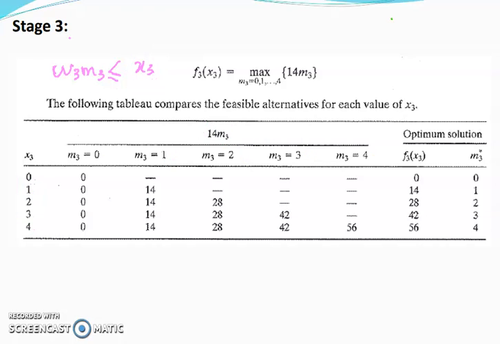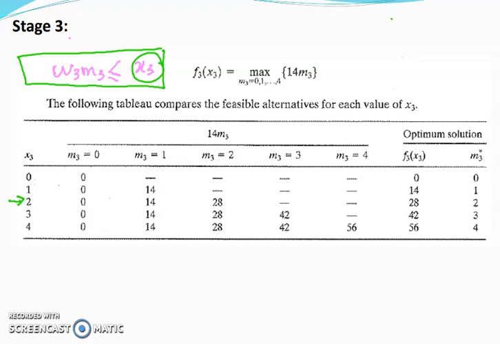Okay, we can recall this restriction here, where we put a condition. The combination for the weight and the number of items cannot exceed the total weight. So for example, if the total weight is 2, then the combination between the number of units times the weight of the unit cannot exceed 2.